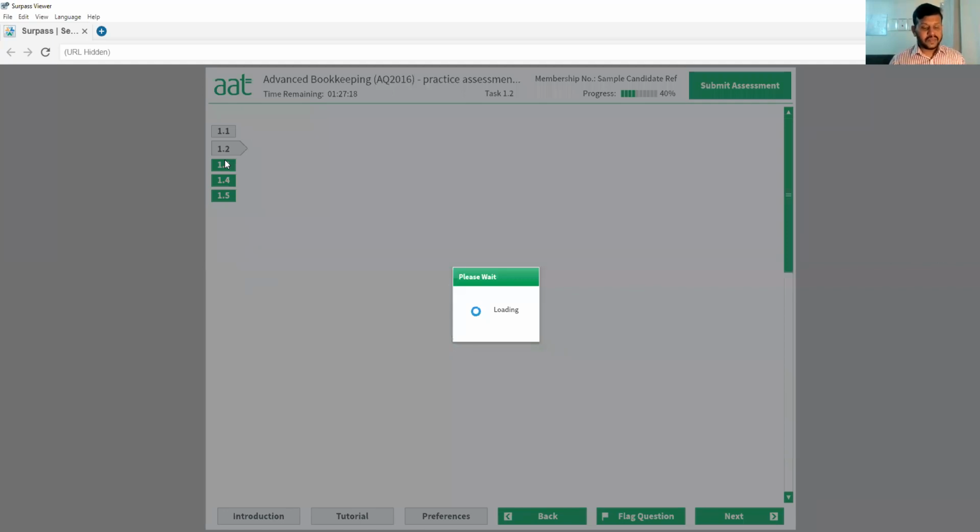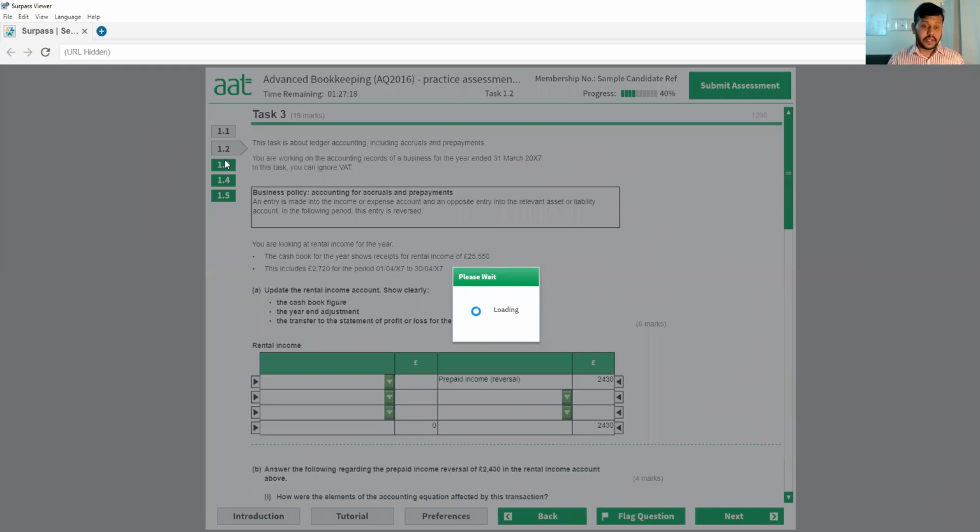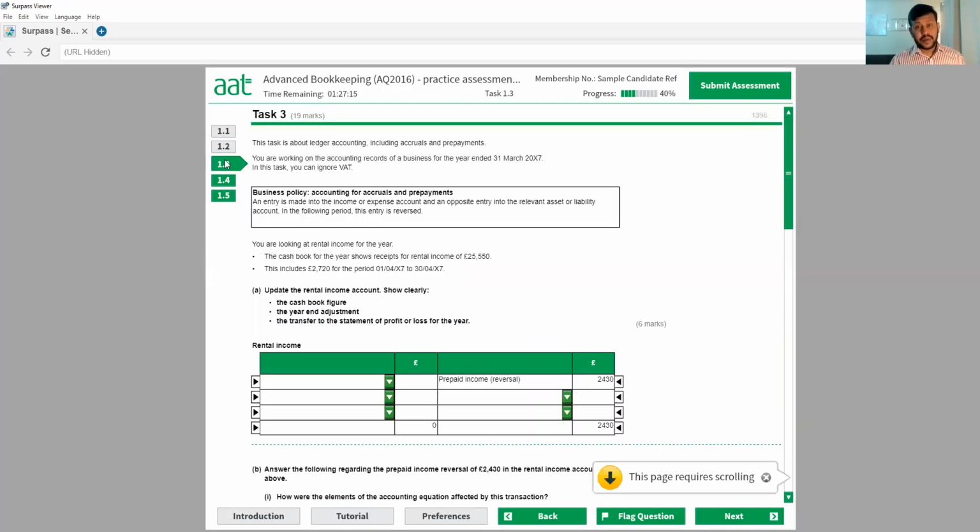Question number 3, we're going to see the question from accruals and prepayment. This will definitely be in the exam, so make sure you practice the accruals and prepayment. All right, let's take this one. This task is about ledger accounting, including the accruals and the prepayment.